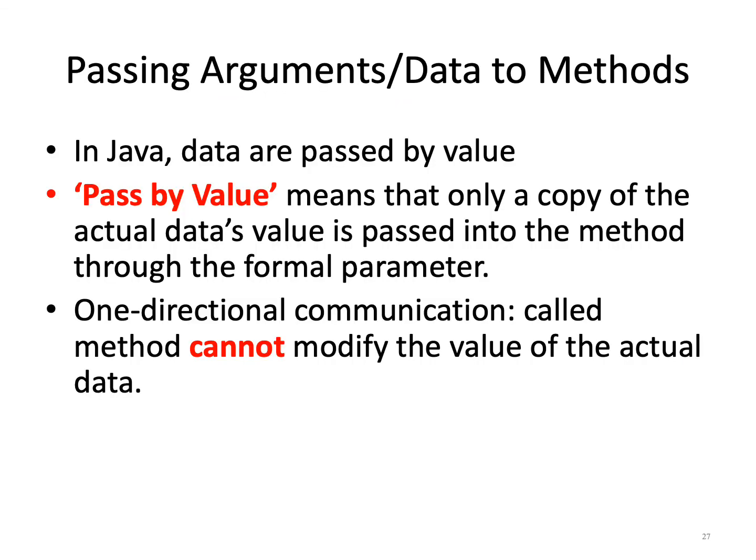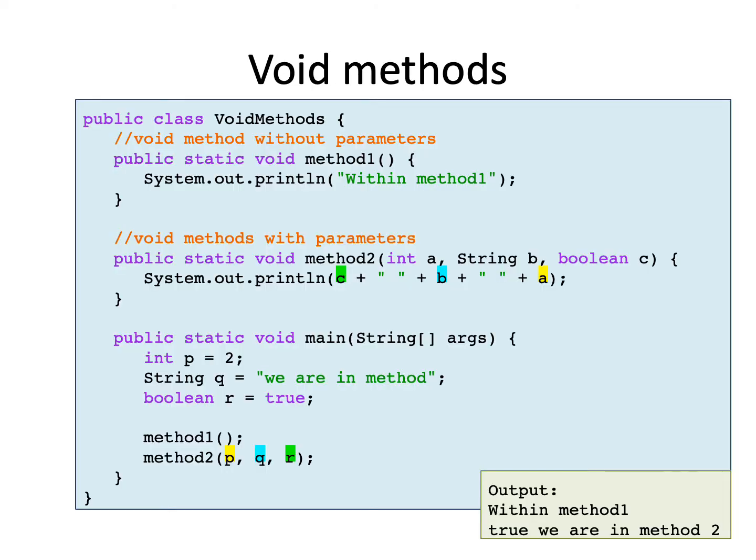Passing arguments or data to methods. In Java, data are passed by value. Passed by value means that only a copy of the actual data value is passed into the method through the formal parameter. It is a one-directional communication where the called method cannot modify the value of the actual data. That's what we have been doing in the previous example of the class called void methods. Looking back at the code, any changes that we do to c, b, and a will not change the value of p, q, and r. This is because c, b, and a are a copy of the actual data value of p, q, and r.